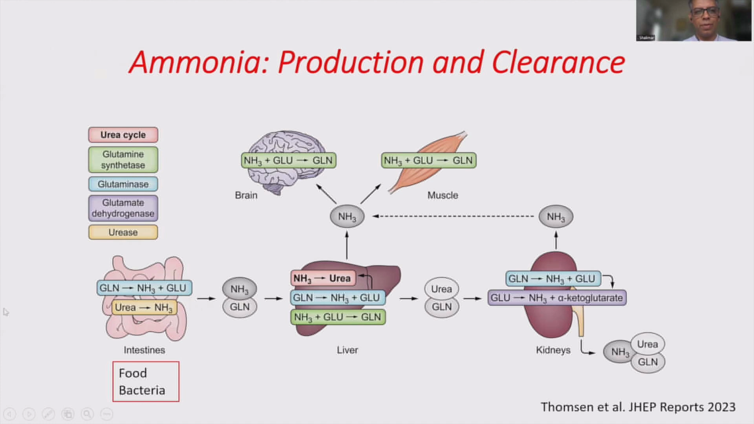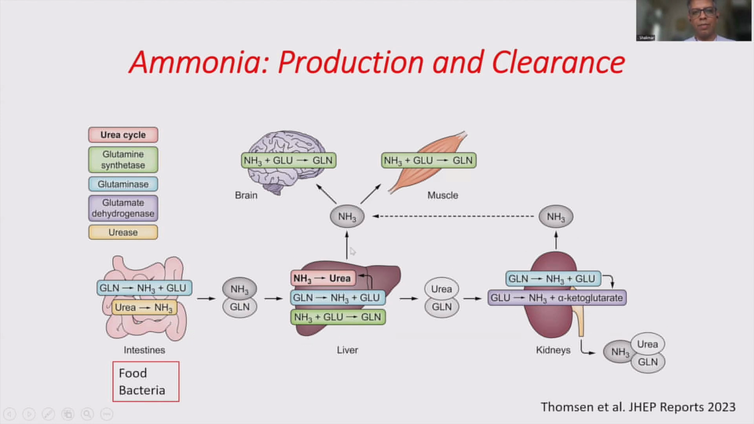Ammonia is produced in our intestine, and the predominant source of ammonia is the food. Along with this, the bacteria, which we know as the gut microbiome, plays an important role in the production of this ammonia. This ammonia, when produced, goes from the intestine to the systemic circulation and is taken up by the liver, where it is converted into urea in the urea cycle, and this is then excreted out from the kidneys in the urine.